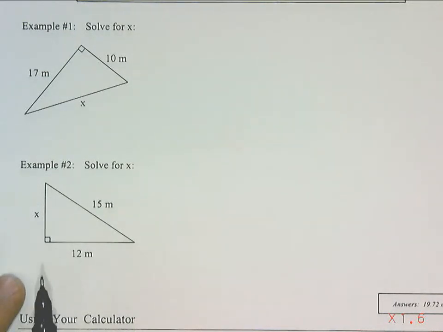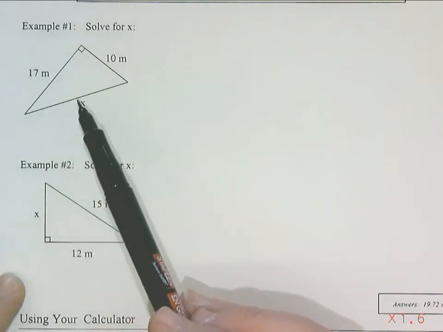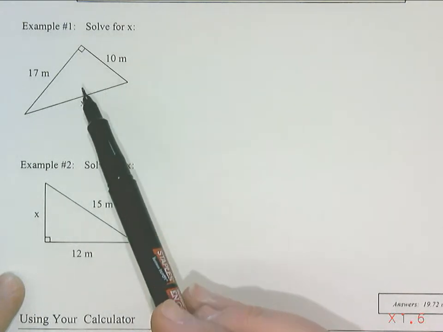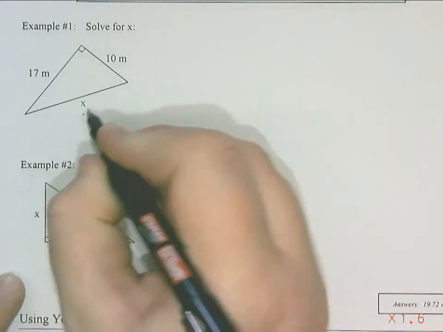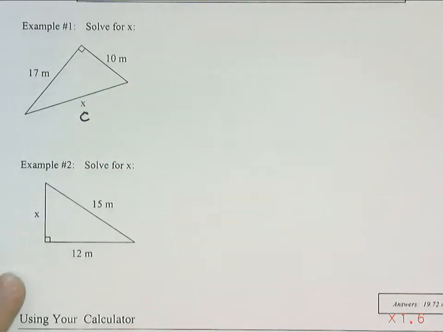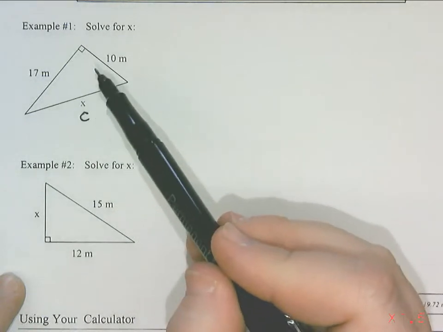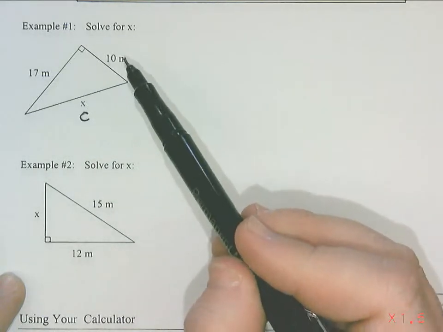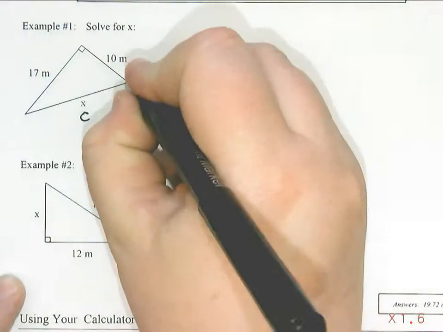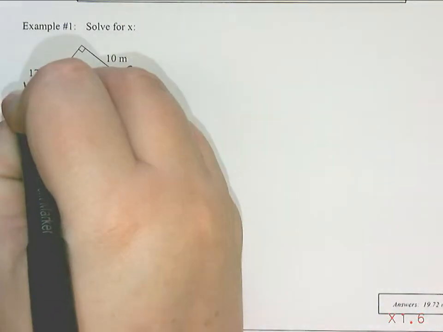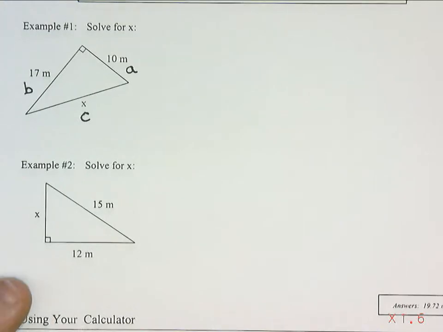First, I look for the hypotenuse. I look at the longest side directly across from the 90-degree angle, which means that x is my missing side, C, and then I choose the other two sides to be my A and B. It doesn't matter which one is A or which one is B, so I'm going to let this be A and that one be B.